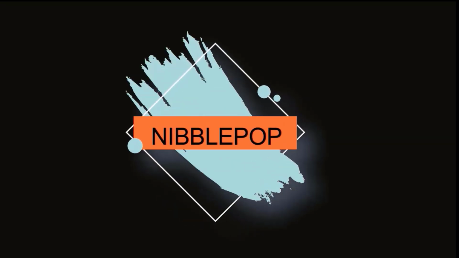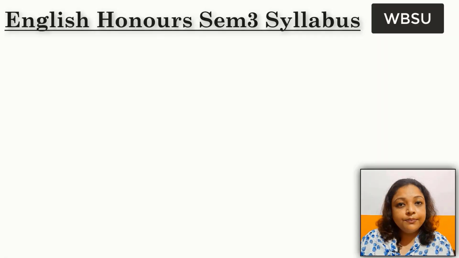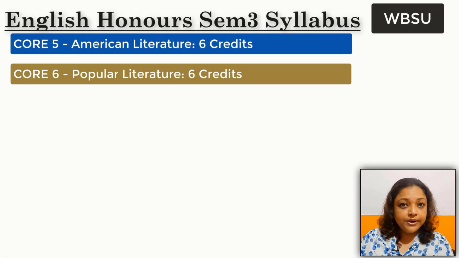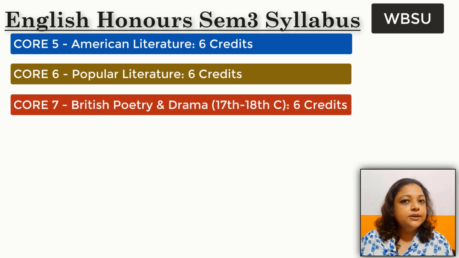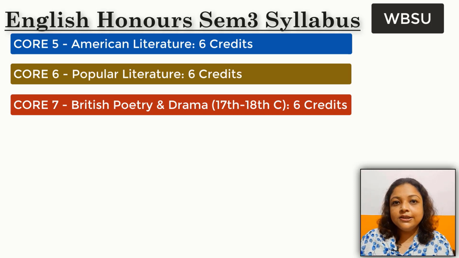Okay, so let's just begin. For semester 3, you have to study 3 core papers. 3, not 2. Last year in semester 2, you did 2 core papers. This year in semester 3, you have to do 3 honors core papers. So let's look at these cores one by one.